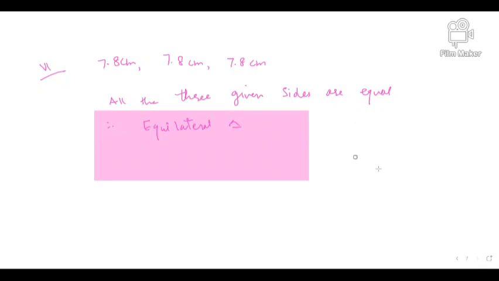Now let's move to the question number 3. So question number 3 says, in question number 3, we have to do what? We have to classify the following triangles according to their angles.